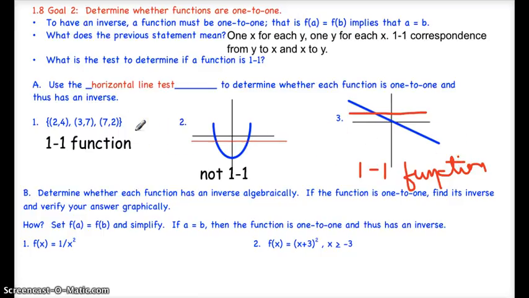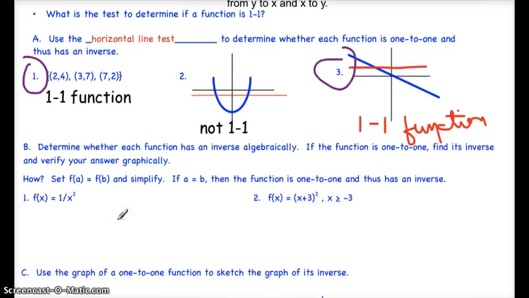Why, again, is it important to know if a function is one-to-one? Because if it is one-to-one, then it has an inverse. So circle of these functions 1, 2, and 3, which functions do you believe have an inverse? Number 1 does have an inverse, and number 3. How do we know they have inverses? Because they are one-to-one functions.